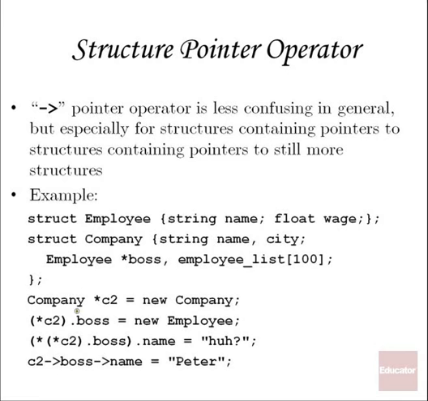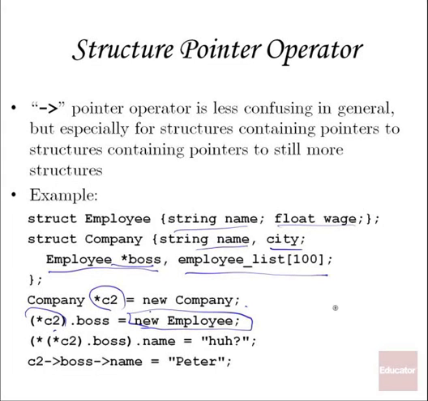Here's a great example. We've got an employee structure, and he's got a name and a wage. You'd have a whole lot more, like a start date, whatever, but we're only going to look at these two. The structure company has got a name, the city, a pointer to the boss employee, and an array of employees. So this is a special employee. That's the boss. So we'll have a company pointer, C2, that gets a new company. We want to dereference that to get the boss and get a new employee, which now gets placed there.